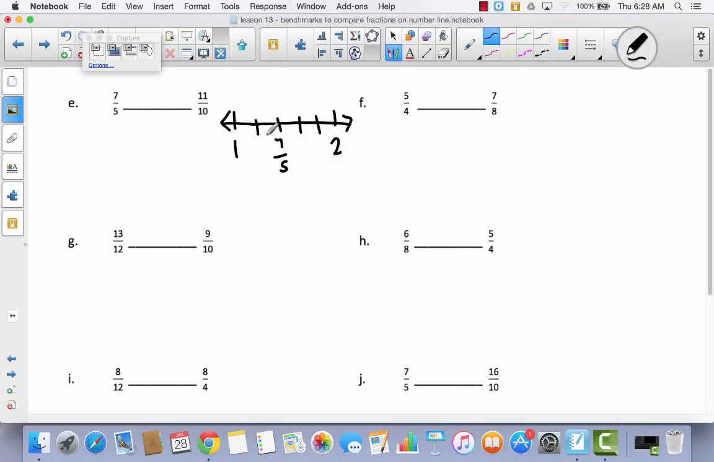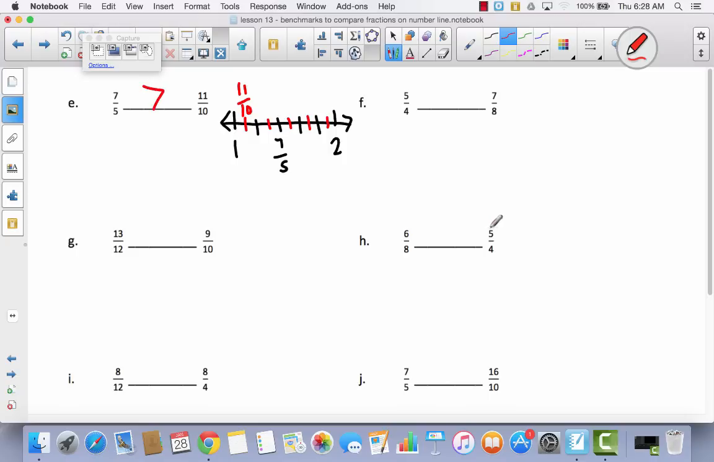Okay, so if these are fifths and I want to make tenths, all I've got to do is divide them in half. I'm going to use a different color here just to help you see. So I'm going to divide all of these fifths in half, and now I have tenths. So I've got 10/10, 11/10 right here. So which one comes first? 11/10. So that tells me that 7/5 is actually greater than 11/10.